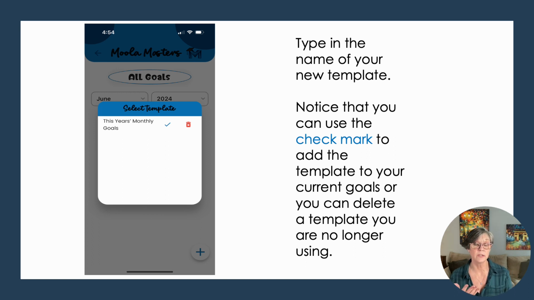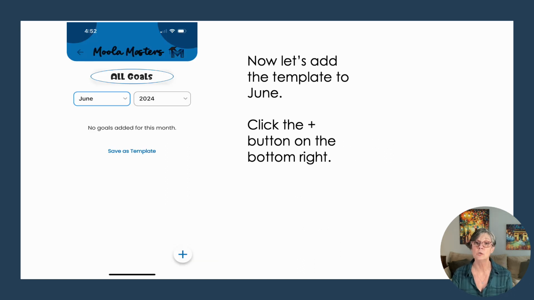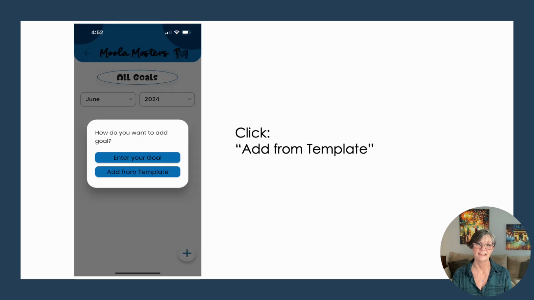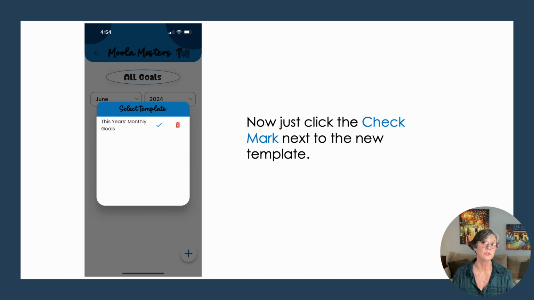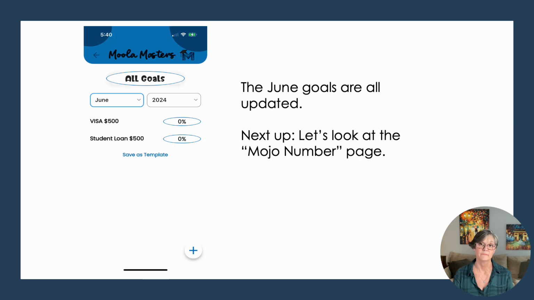When you decide to save it as a template, you'll get this to pop up and you just type in whatever name you want to call it and save it. Now notice that there's a check mark, and when you decide to use that template, you click the check mark. Or if you decide that you no longer need that template, you can delete it as well. So what does it look like? Let's just decide to go to June of 2024 and hit the plus button on the bottom right. Just click Add from Template and click the little check mark next to the new template you want to use. Notice that your June goals are all updated.